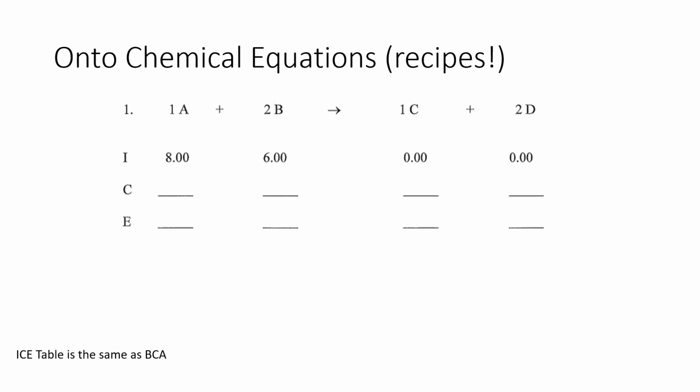So let's take a look at a few practice problems to solidify our understanding. So what you're seeing right here is a simplified chemical reaction or chemical equation. Again, that's just a recipe. Moving forward, I'm going to refer to it as recipe. Now, the ICE that you see here is the same as BCA. It's just that in Chemistry 12, you will not be using BCA, you will be using ICE, but they're the same thing essentially.